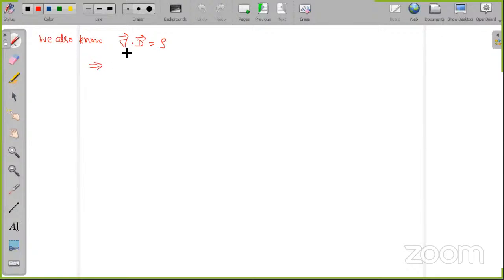Now this can be written as del vector dot D vector, what is it? It is epsilon E. Epsilon not E. It is equal to 0. Why have I written it as 0? Please remember, what is rho? Rho is equal to volume charge density. And what should be the volume charge density of vacuum? Please tell me.